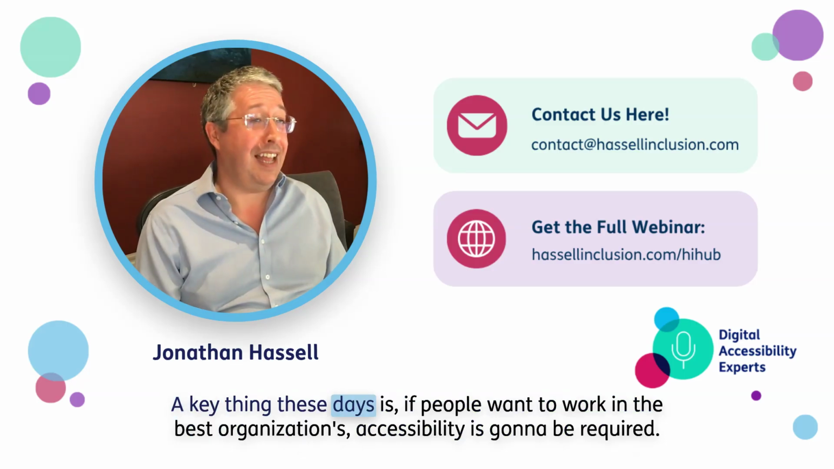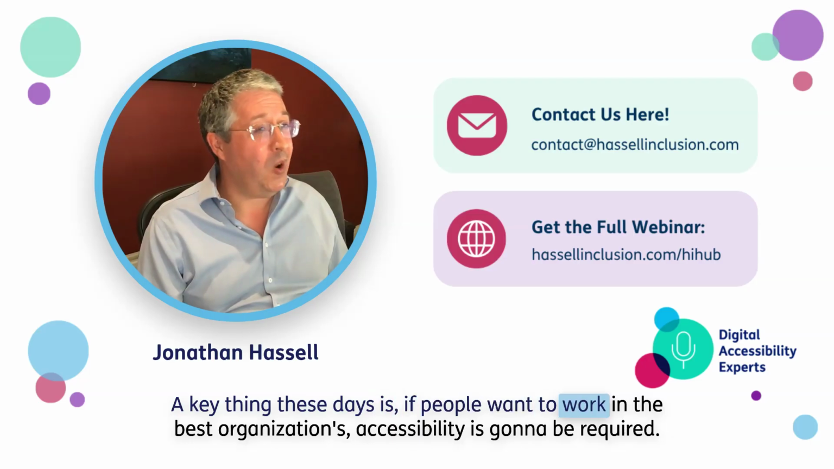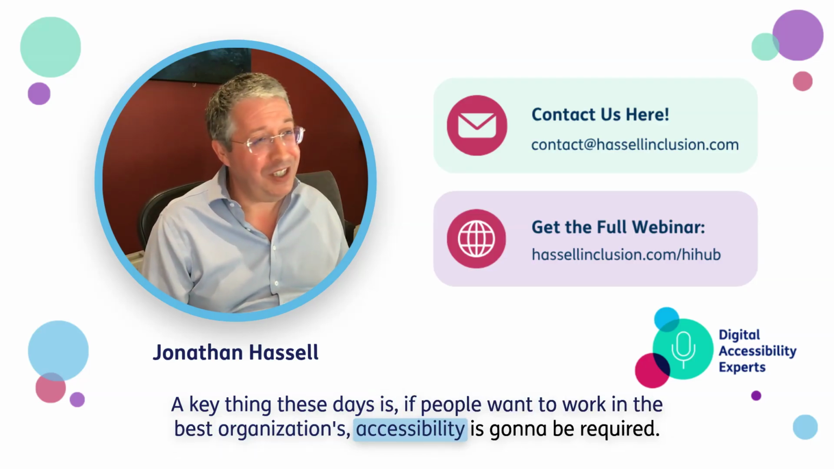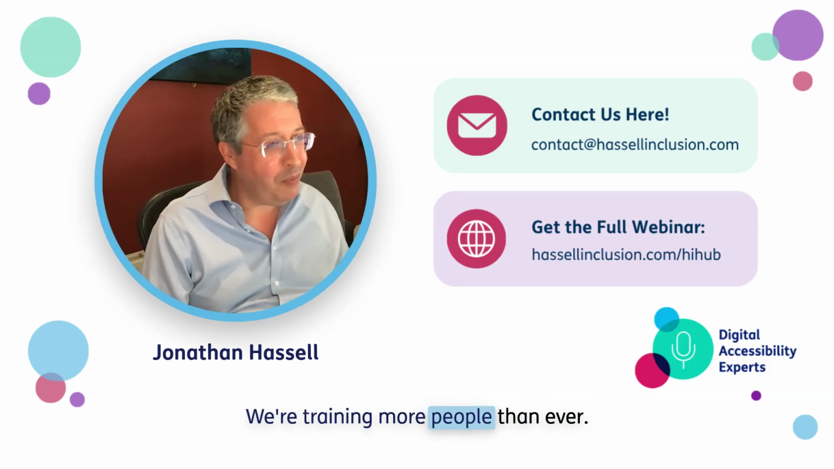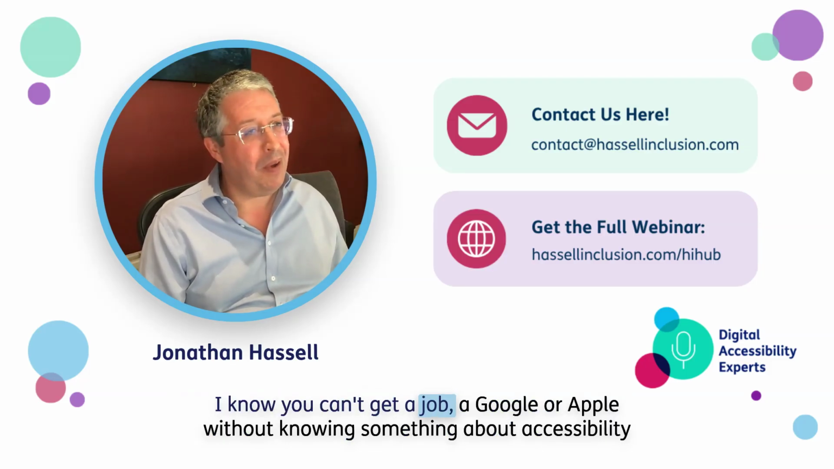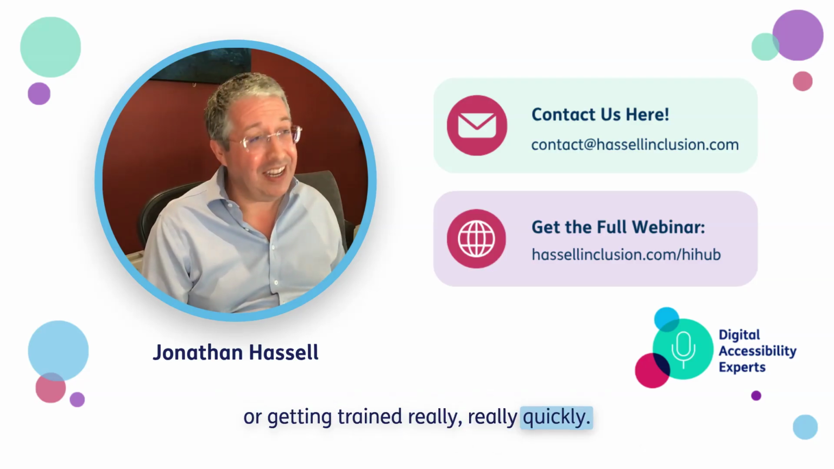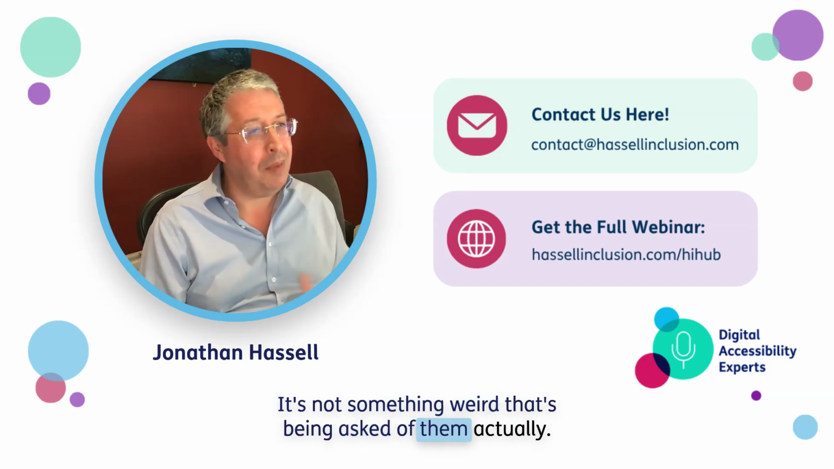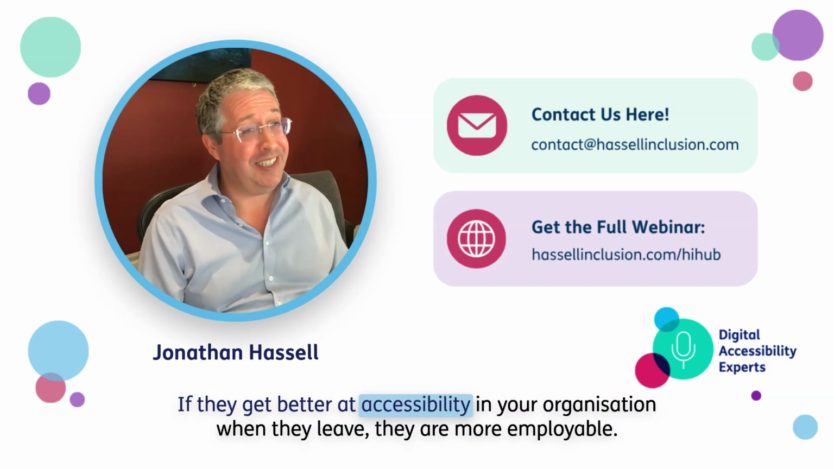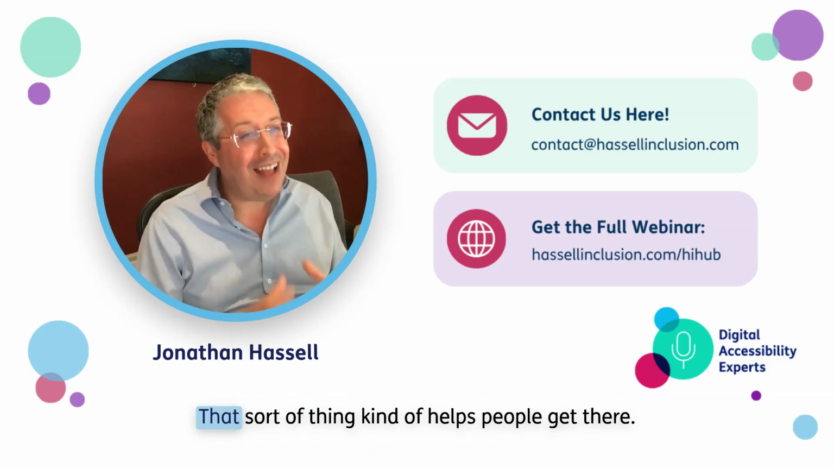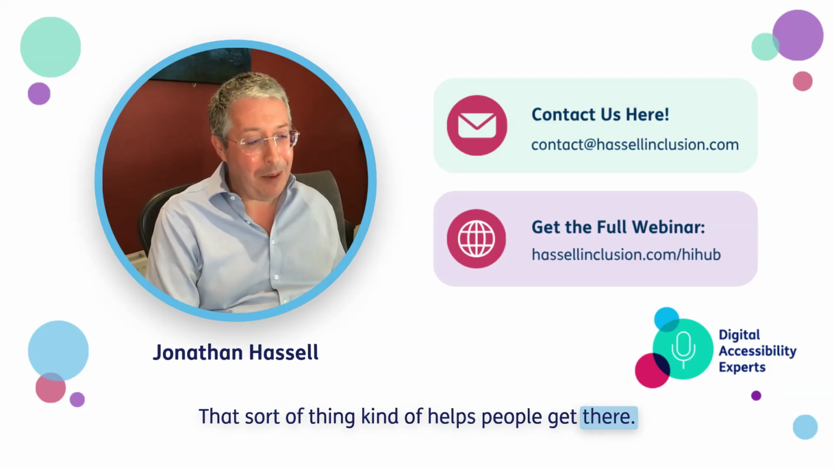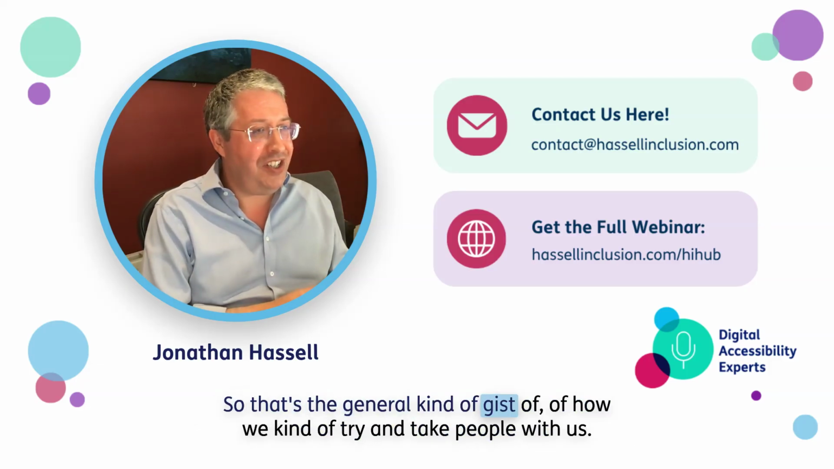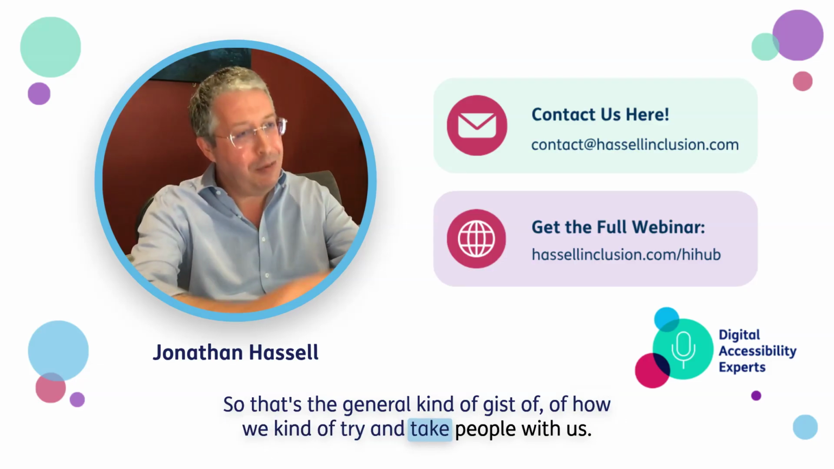A key thing these days is if people want to work in the best organizations, accessibility is going to be required. We're training more people than ever. I know you can't get a job at Google or Apple without knowing something about accessibility or getting trained really, really quickly. So it's an aspirational thing. It's not something weird that's being asked of them. Actually, if they get better at accessibility in your organization, when they leave, they are more employable. That sort of thing helps people get there. So that's the general gist of how we try and take people with us.